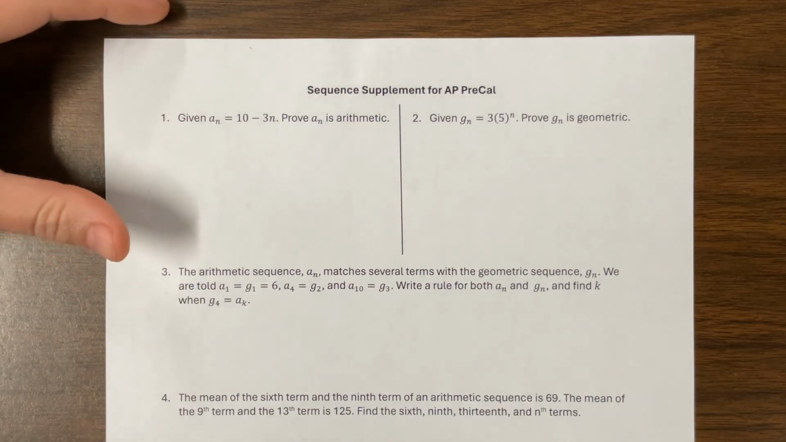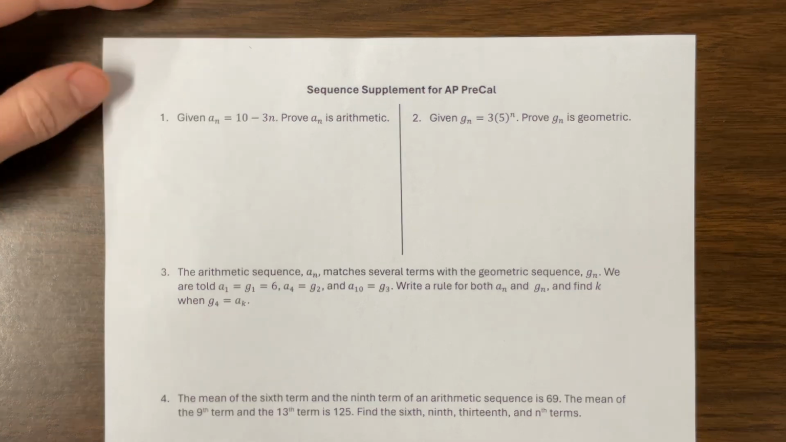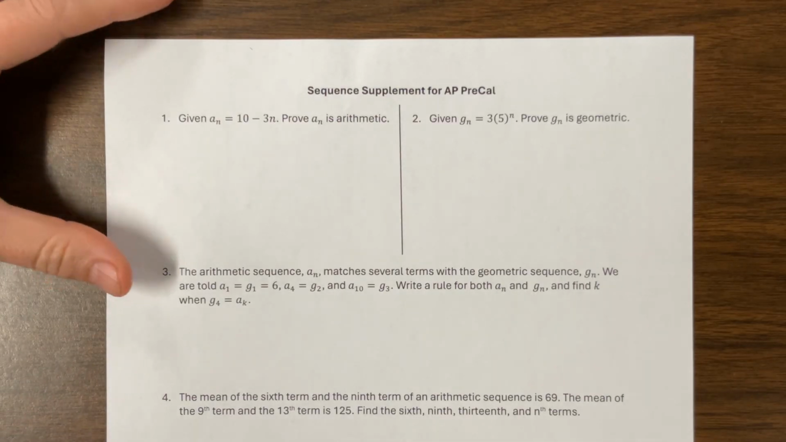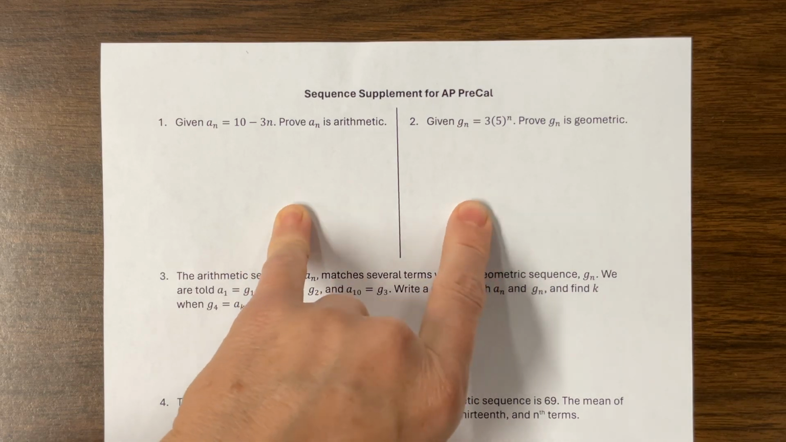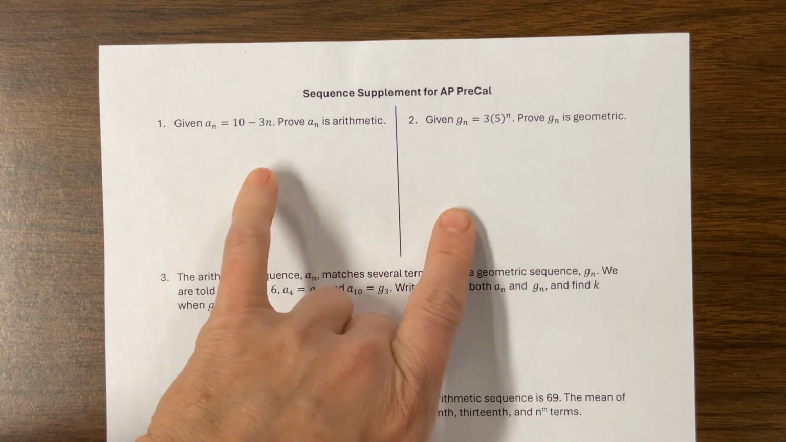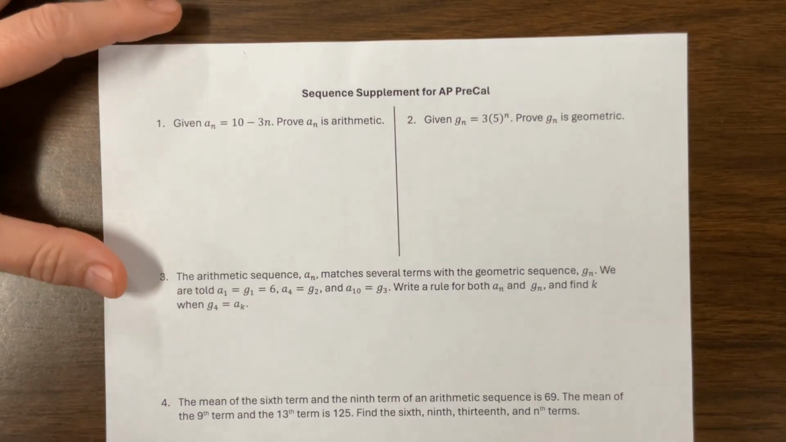It's an extension, a challenge for AP Pre-Cal from the 2.1 and 2.2 unit. And I like these first two proofs because IB hits proofs pretty hard. So it's kind of a two birds, one stone sort of situation.